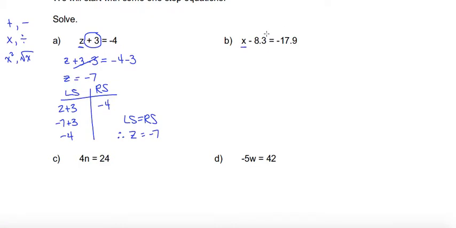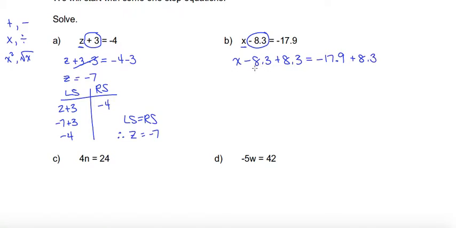So example B, we are keeping x by itself. So we have to eliminate subtracting 8.3 from that same side. So the opposite operation, or the inverse operation, to subtraction is addition. So we're going to add 8.3 to both sides of my equation. So I have x minus 8.3 plus 8.3 is equal to negative 17.9 plus 8.3.